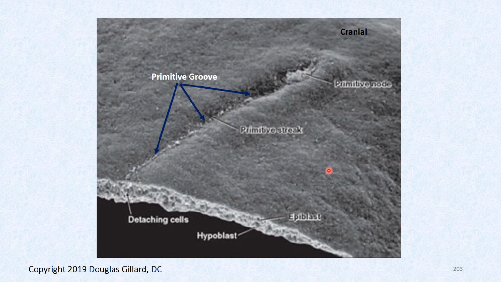Electron microscope of a real human, and you can see the primitive groove quite nicely. You can see the primitive node is like a little club-like structure or uprising, and then you can't see the primitive pit, but it's inside of there.